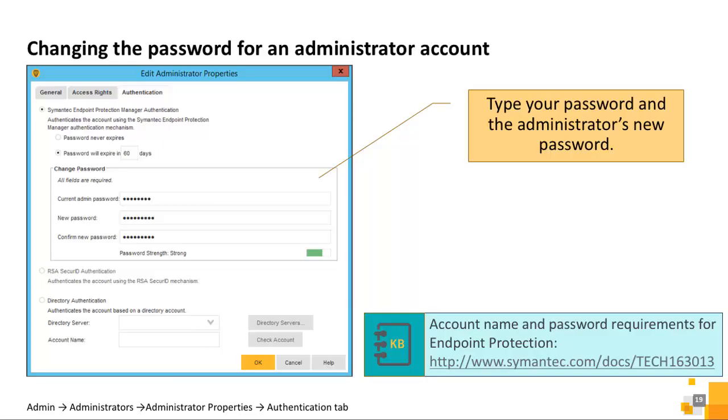For accounts using Symantec Endpoint Protection Manager authentication, change the password in the Authentication tab of the Administrator Properties. Type your password and the administrator's new password. Review the KB on the slide for allowed length and characters for username and passwords.